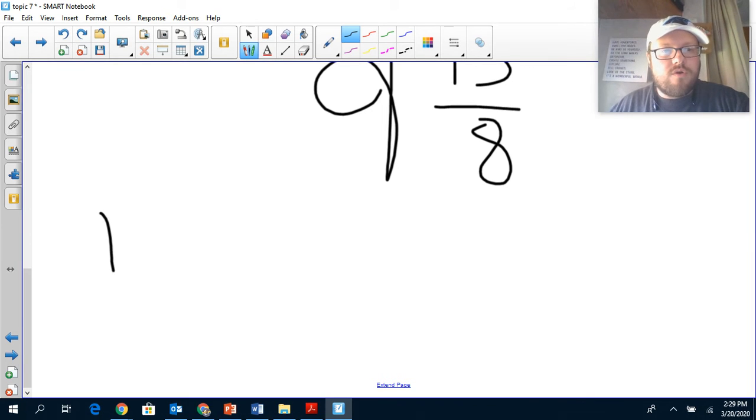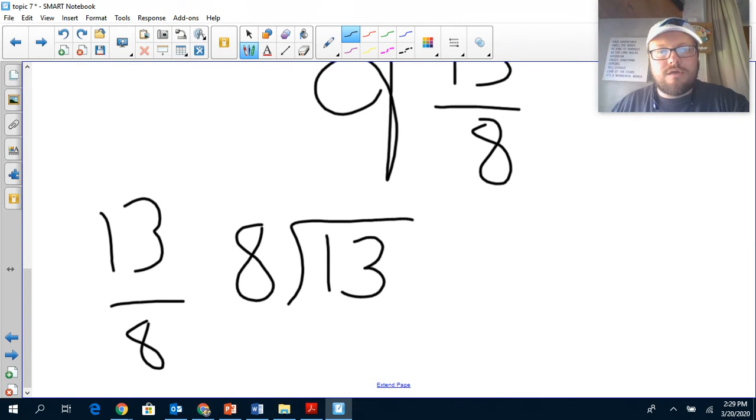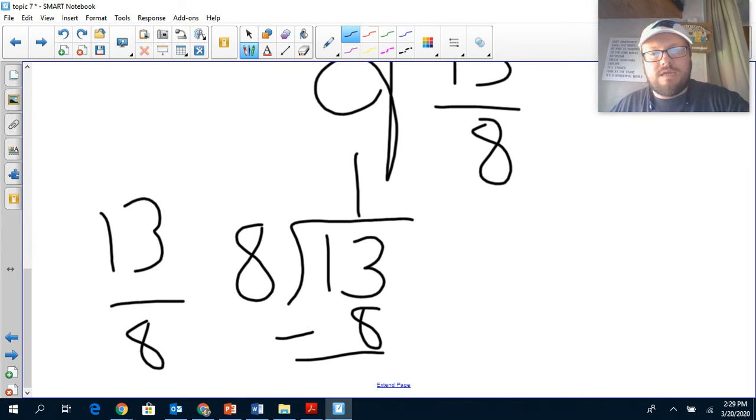And I'm going to do 13/8. And I know I just divide 8 into 13. I know 8 goes into 13 one time. 1 times 8 is 8. Subtract it. 13 minus 8 is 5. So I'm going to write down a 5 right here. Remember, my remainder is my numerator, and my denominator stays the same.